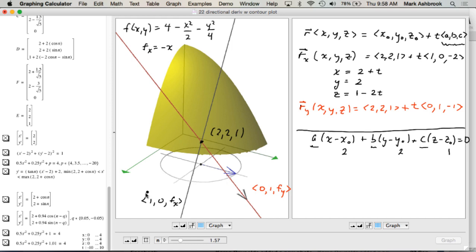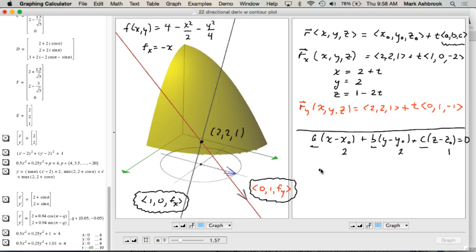Now I'm going to do that in the generic case. If I cross product those, won't I get the normal vector for any function at any point? And it'll be normal to the surface. Do you see that? This is generic for any function f at any point. So let's do it generically.